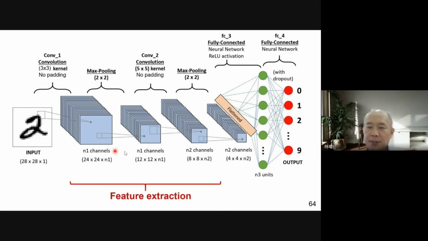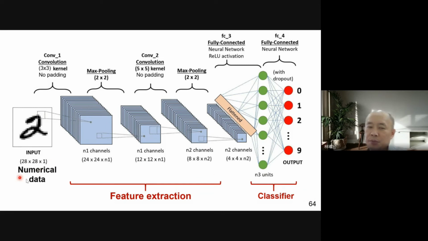Then for the CNN layers with pooling, the purpose is to extract features, edge features from the image. Then the second part, the dense layer here, is a classifier, to classify the features into classes 0 to 9. So this part is feature extraction, and the dense layer is a classifier.